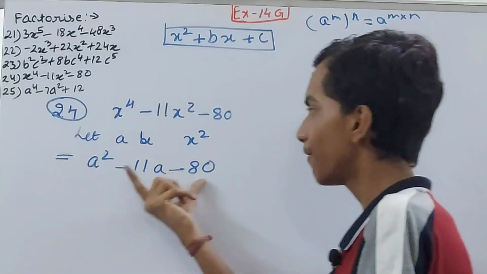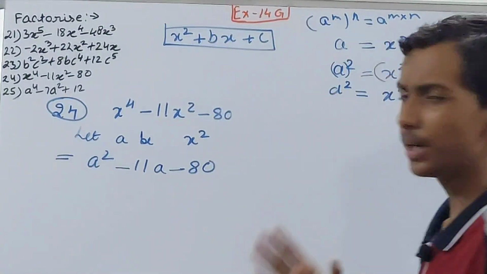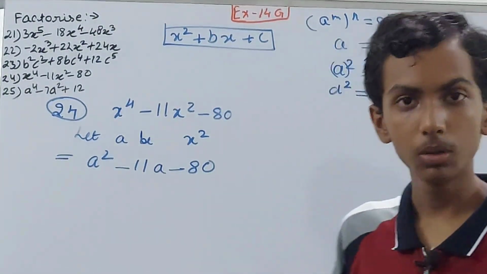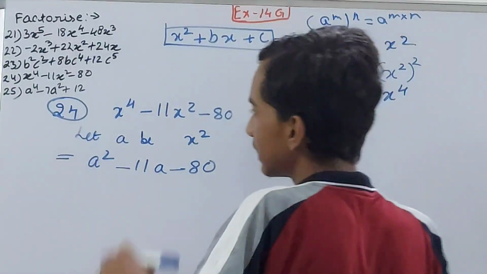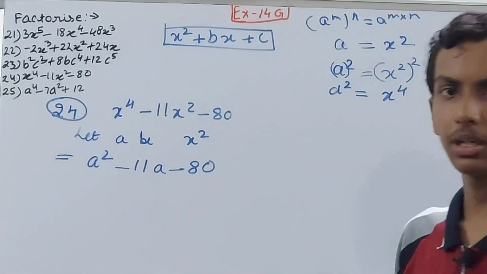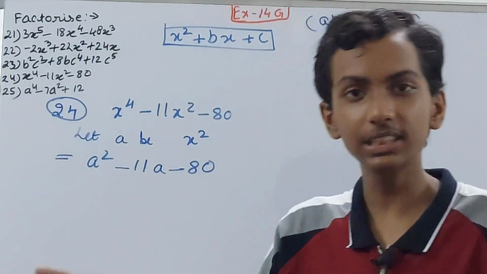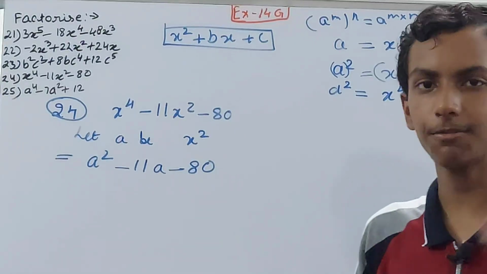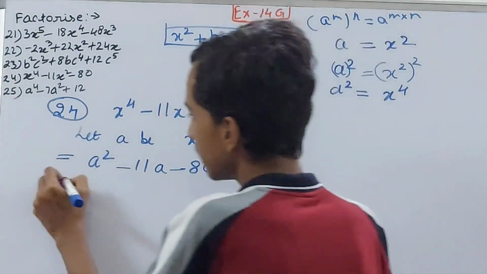Now can you identify this? What is the degree here? The degree is 2, because a square has the highest exponent. The degree of the expression is 2, which means it is a quadratic expression. That means we can factorize this. Let's begin the factorization process.